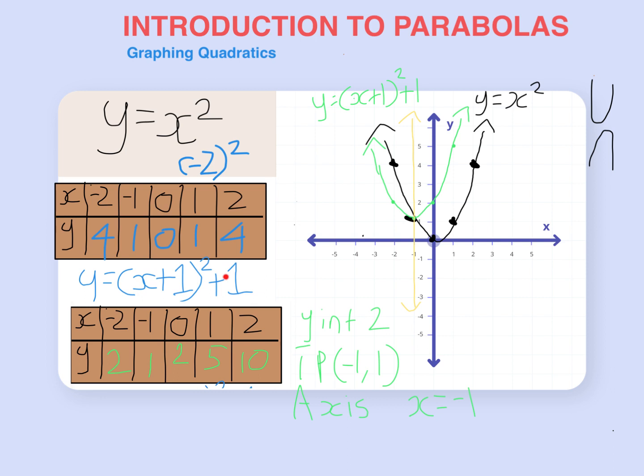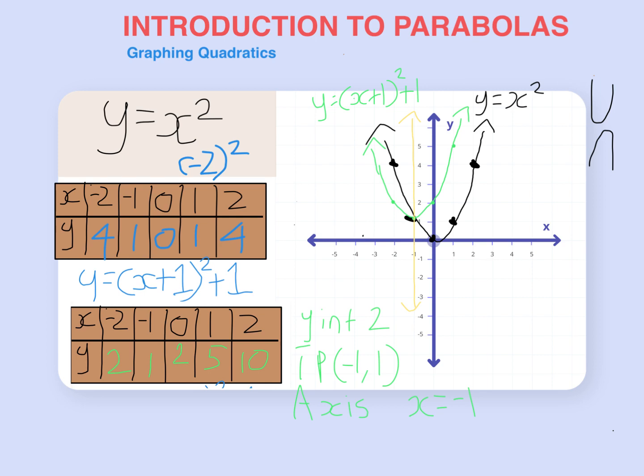This number outside the brackets shifts the parabola up or down. Because it's a positive 1, after going across 1, we went up 1. So this one works the way that you'd expect. Positive numbers shift it up, negative numbers shift it down. The number inside the bracket shifts left and right, but the opposite way you'd expect. If the number is positive, it shifts it left, and if it's negative, it would shift it to the right.